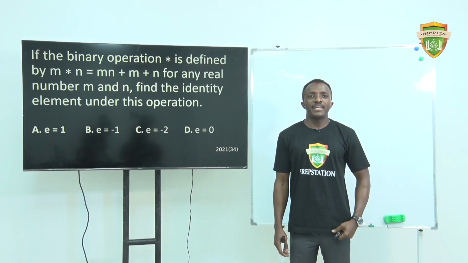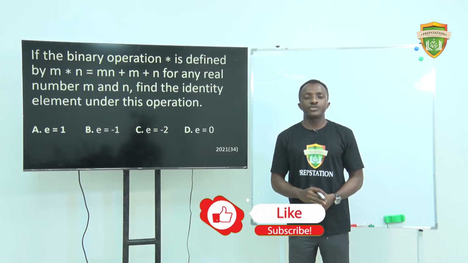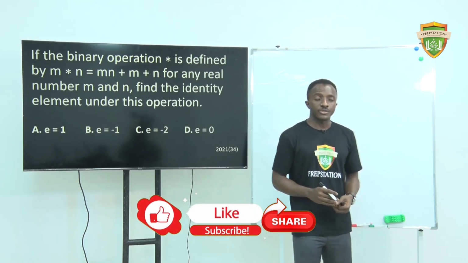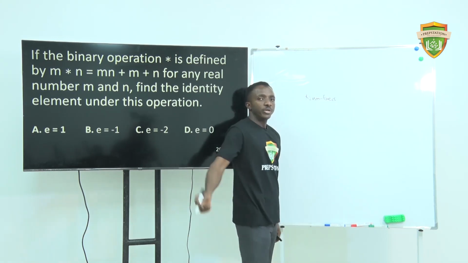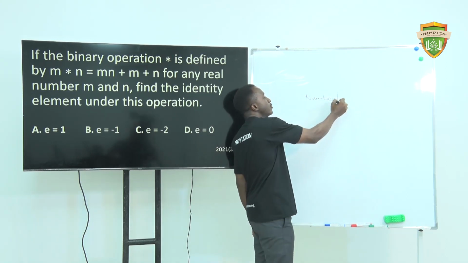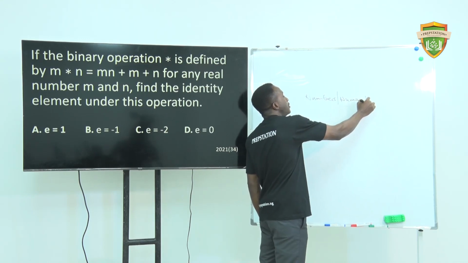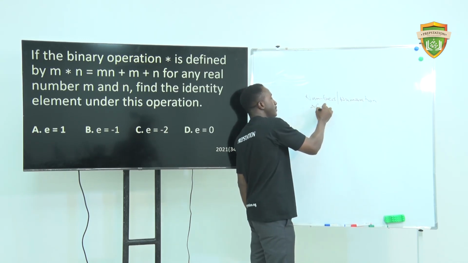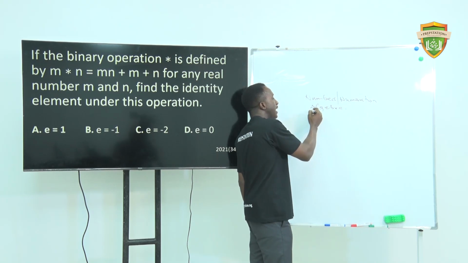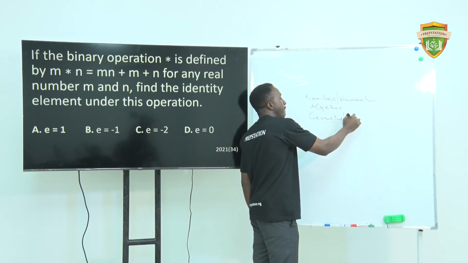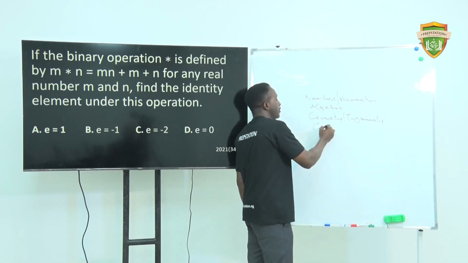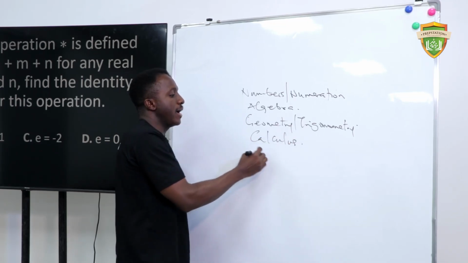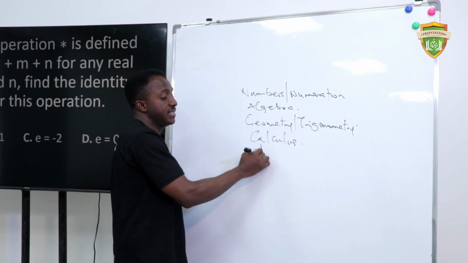Class. Earlier I told you that the syllabus is divided into 5 different sections. We have numbers and numeration. If you go back, you will find numbers and numeration. We have algebra. We have geometry and trigonometry. We have calculus, and we have statistics.